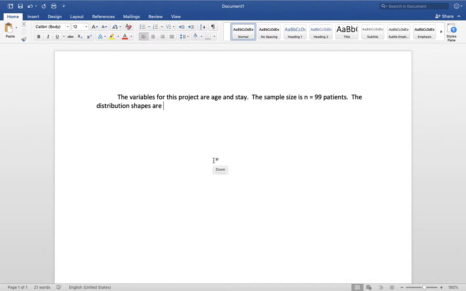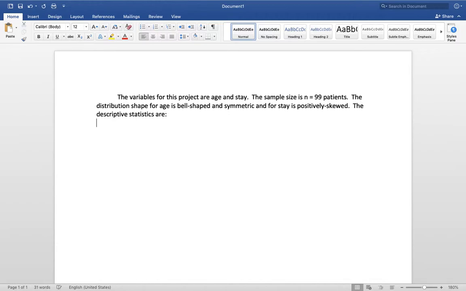The distribution shape for age is bell-shaped and symmetric. And for stay is positively skewed.